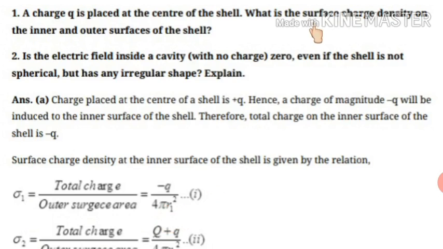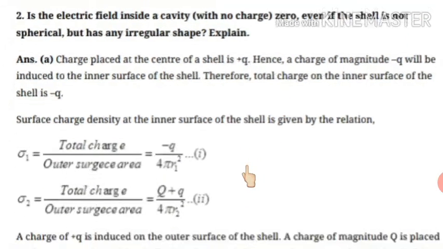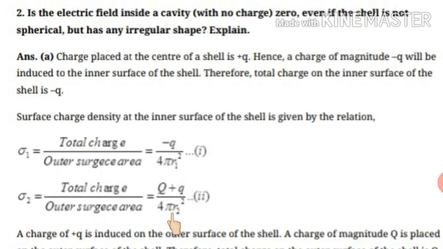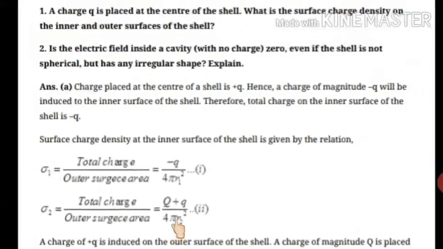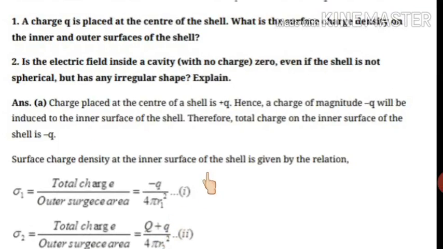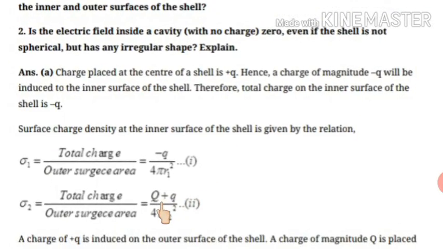Now what do they want us to calculate? Surface charge density on the outer surface of the shell. So for the outer surface of the shell, what will be the surface area? It will be 4 pi r2 square, because for the outer surface the radius is r2. Now we know already how much charge is there on the surface of the shell: it is capital Q, which is already given.